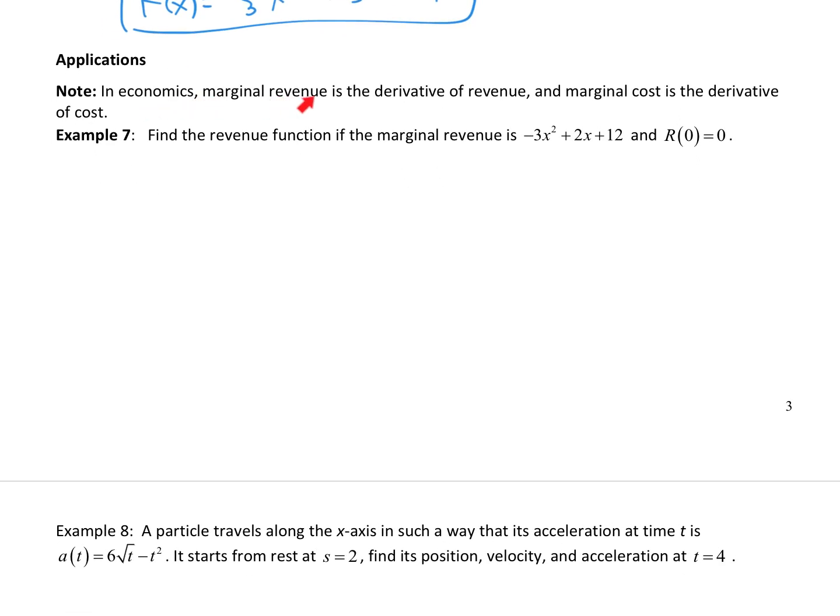In economics, marginal revenue is the derivative of revenue. So if they say marginal profit or marginal revenue, that just means it's the derivative. It's just a different way of saying it. It has a slightly different meaning, but for us it's going to be the derivative. So it says, find the revenue function if the marginal revenue is this. Basically they're saying find f of x when f prime of x is negative 3x squared plus 2x plus 12, and f of 0 is equal to 0.